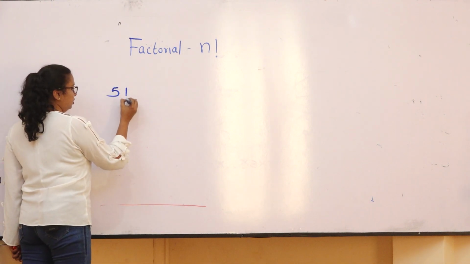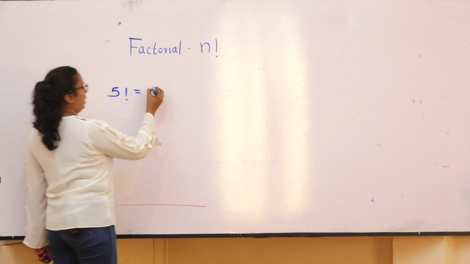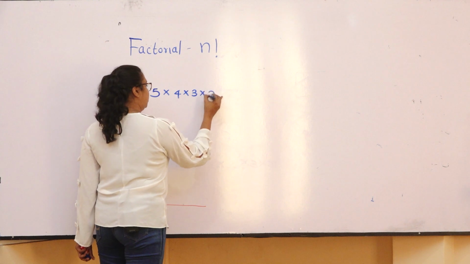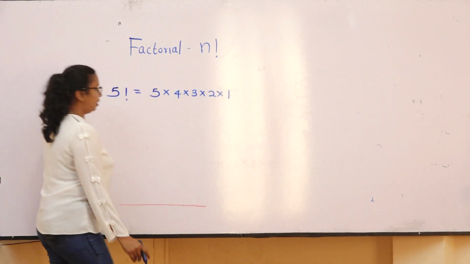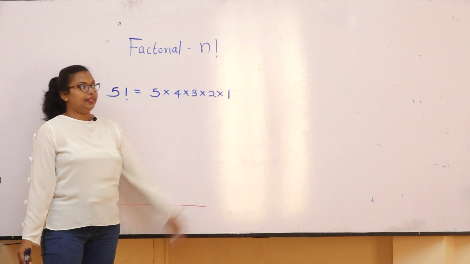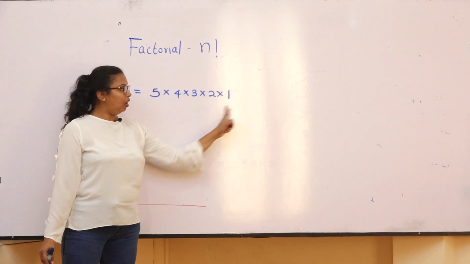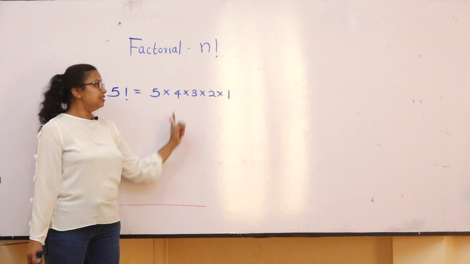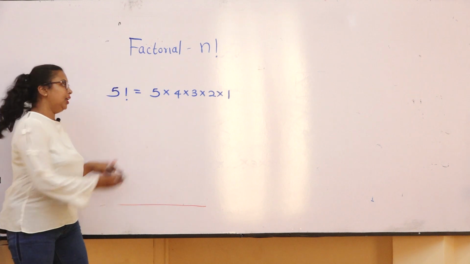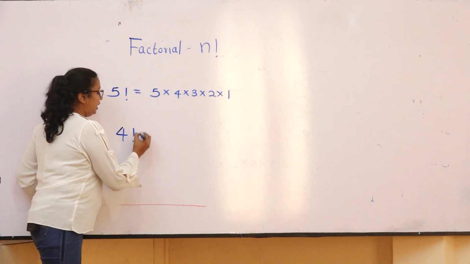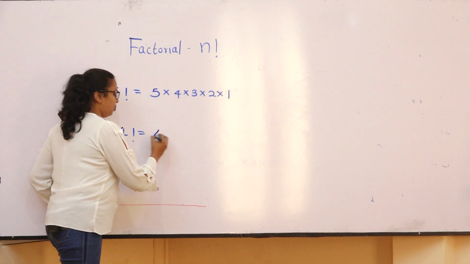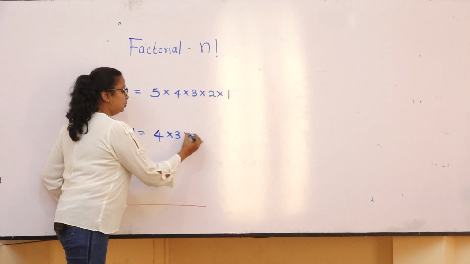Factorial 5 means 5 times 4 times 3 times 2 times 1. That means this is the product of positive integers from 1 to 5. If I consider factorial 4, that should be the product of positive integers from 1 to 4. That means 4 times 3 times 2 times 1.